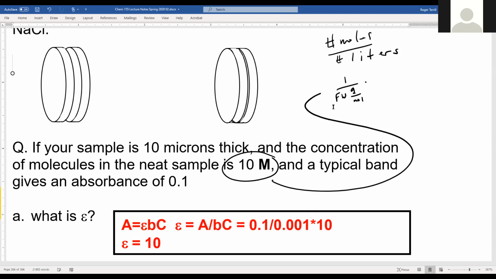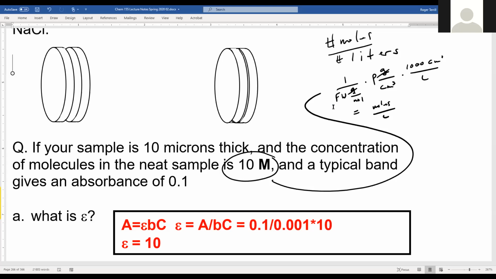And then we're going to multiply that by grams per cubic centimeter, right? And so the grams are going to cancel here. That's going to be moles per cubic centimeter. And now we're going to multiply that by 1,000 cubic centimeters per liter, and this equals moles per liter.